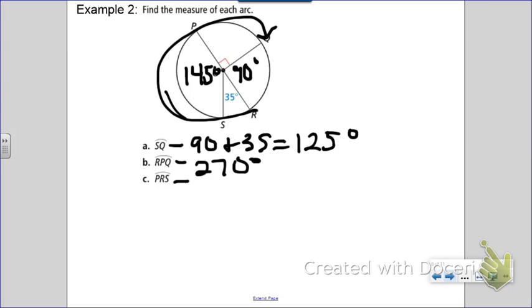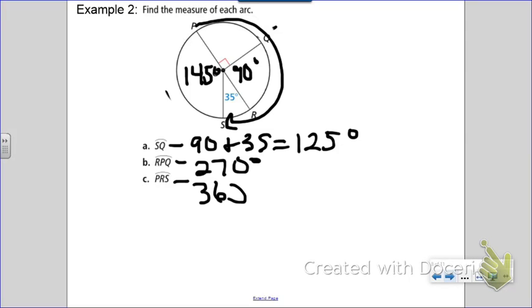And then our third one, PRS, is this much of the circle, so we can take 360 minus the 145, or you can simply add the other pieces together, and our total there is 215 degrees.